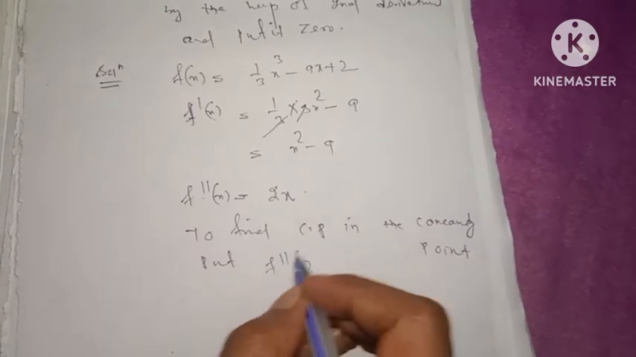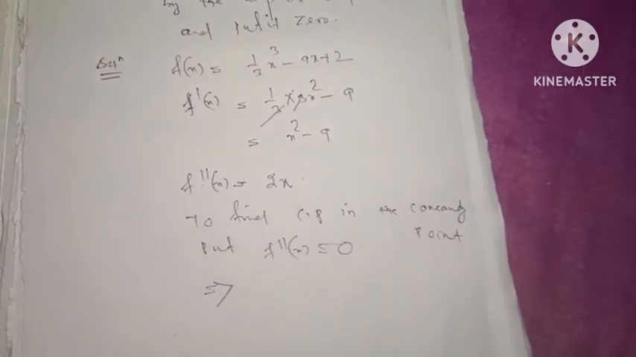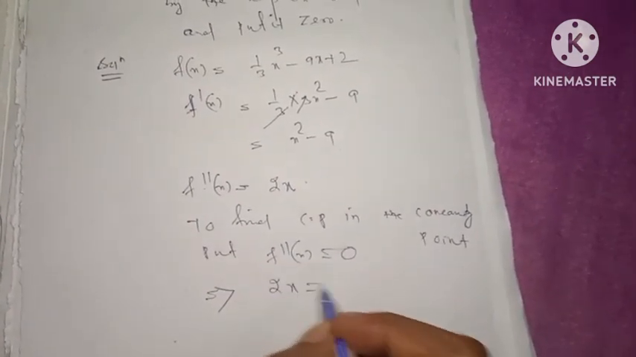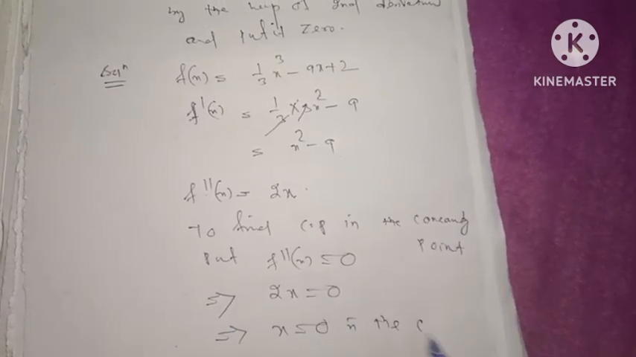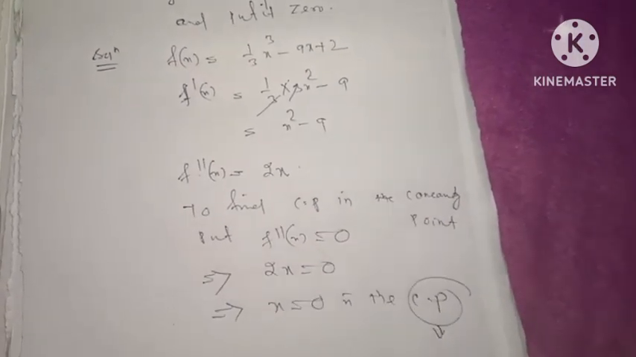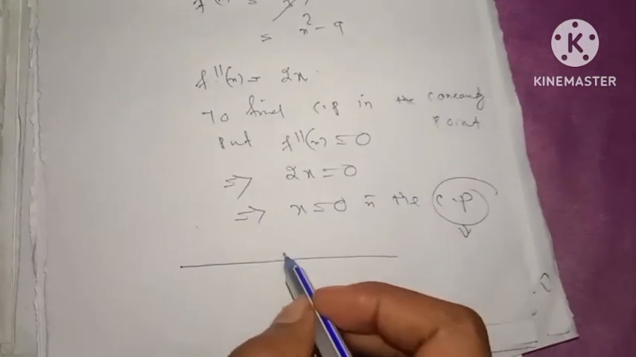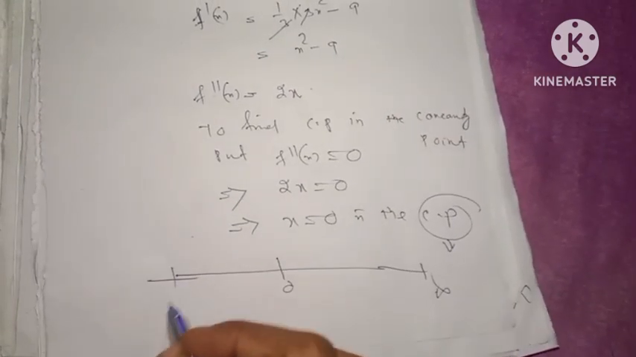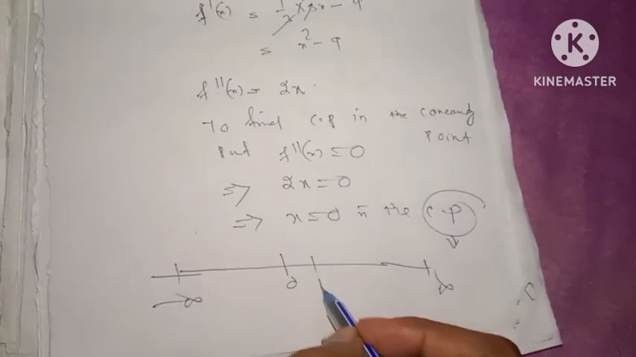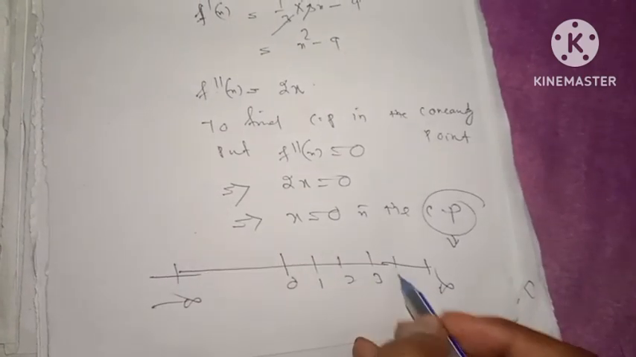Put f double dash equal to 0. What is the value of f double dash x? It is 2x, and 2x equal to 0 gives x equal to 0, which is the CP. CP means critical point. So you have to see this clearly. This is the 0, and the right side goes to plus infinity and the left goes to minus infinity. This interval contains 1, 2, 3, 4 and so on.